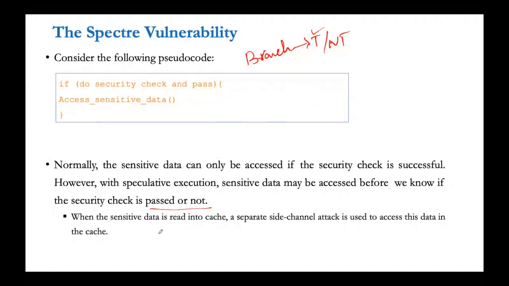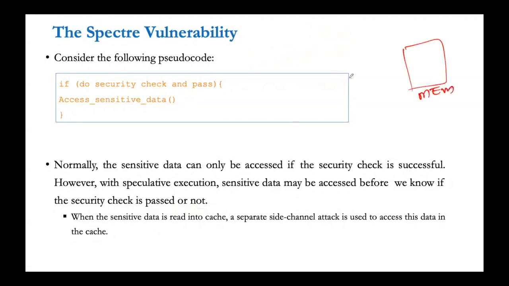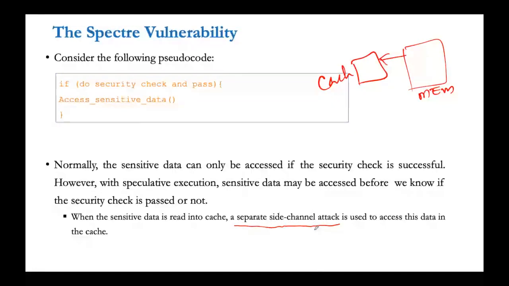When the sensitive data is read into the cache memory from your main memory, at that time you don't know whether that branch is going to be taken or not, and whether the branch passed the security check or not. So in that case, when the sensitive data is read into the cache, the side channel attack will happen. The side channel is used to access this sensitive data.